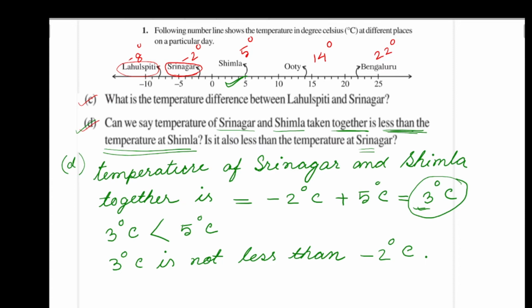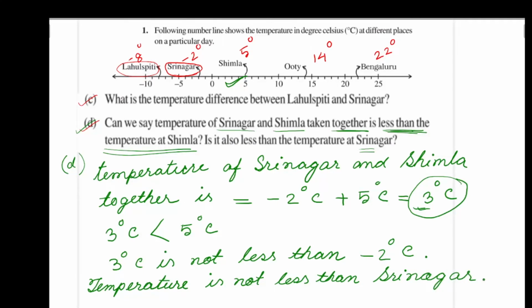Understood or not? So, how can we write? The temperature is not less than the temperature is not less than Srinagar. Okay, that means the temperature of Srinagar and Shimla is not less than the temperature of Srinagar. Okay, come to the next question.